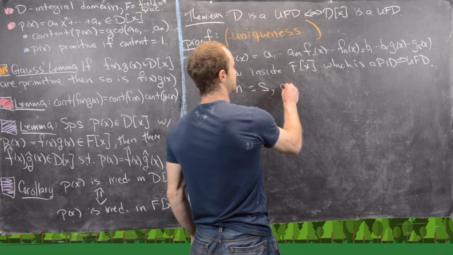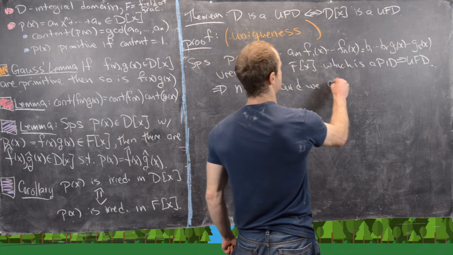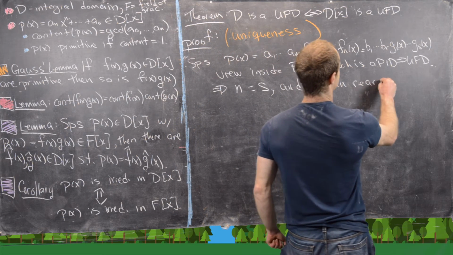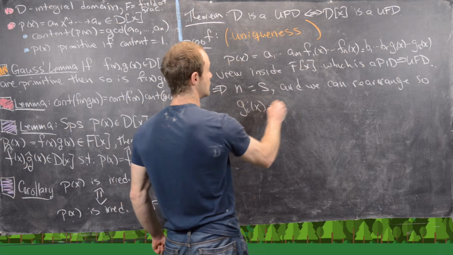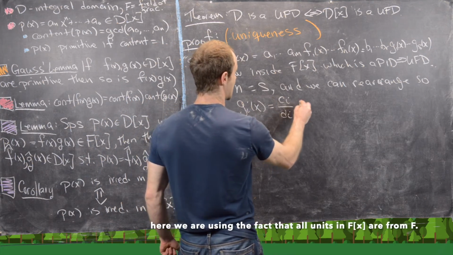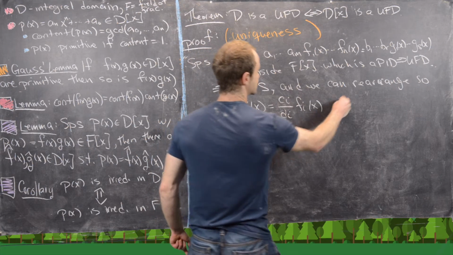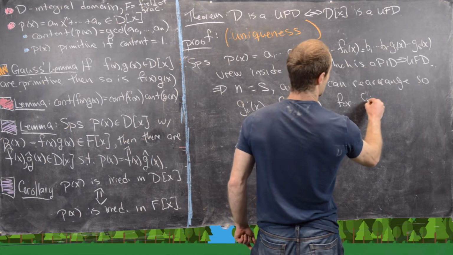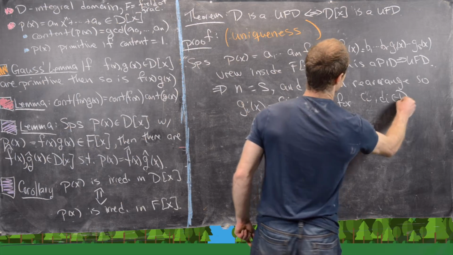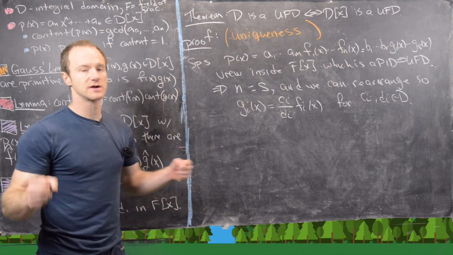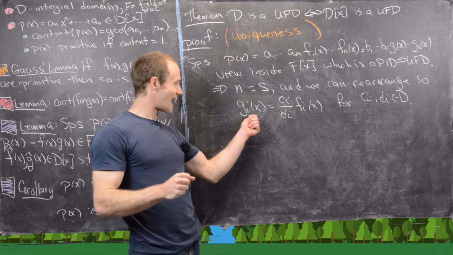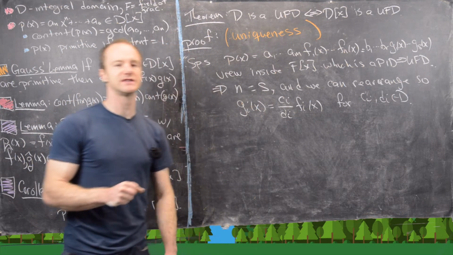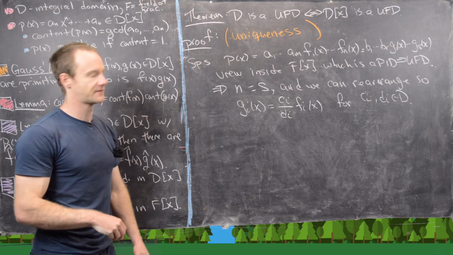So in other words, we can rearrange so that g_i of x equals c_i over d_i times f_i of x, for c_i and d_i inside of the integral domain. In other words, we can reorder all of these polynomials so that the ith polynomial g is an associate of the ith polynomial f.